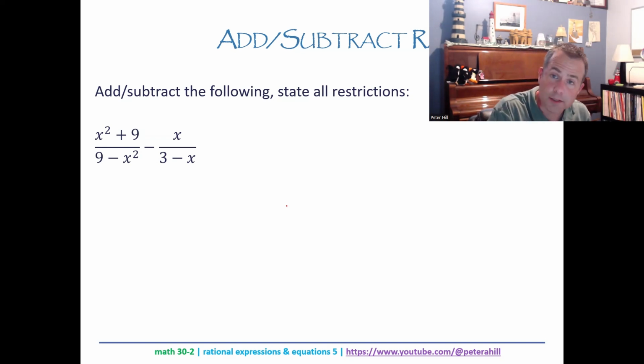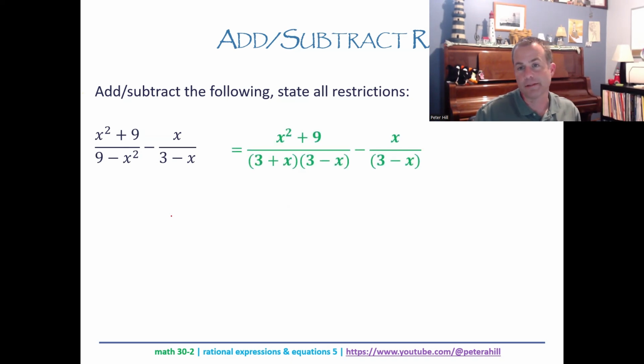But on the bottom left, 9 minus x squared, that is the difference of squares. So I can factor that into 3 plus x and 3 minus x. Now I have everything in factored form. I'm ready to talk about my non-permissible values, which would be plus or minus 3.